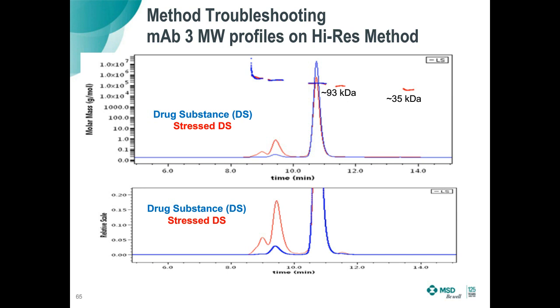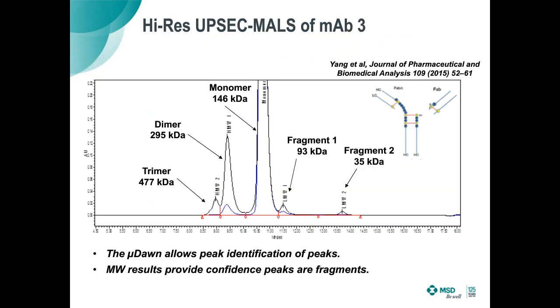The red represents a stress drug substance, and now you can detect this 93 kilodalton fragment, and we come up with a molecular weight of 35 for the second fragment. This is the UV trace for the corresponding sample from the previous slide.